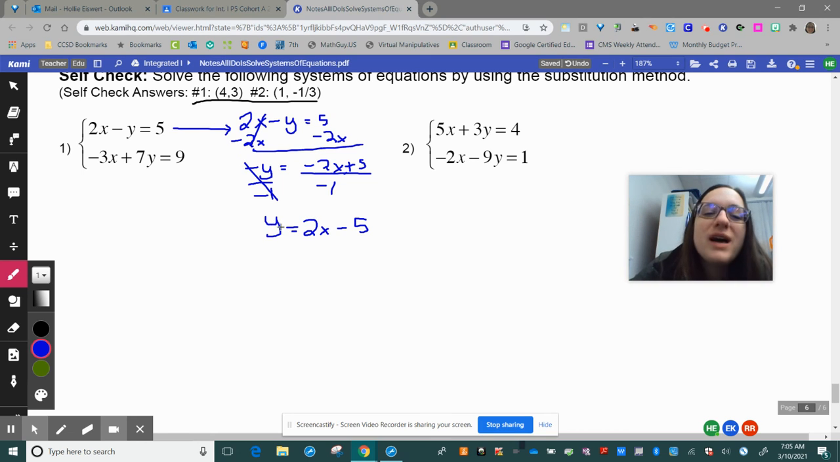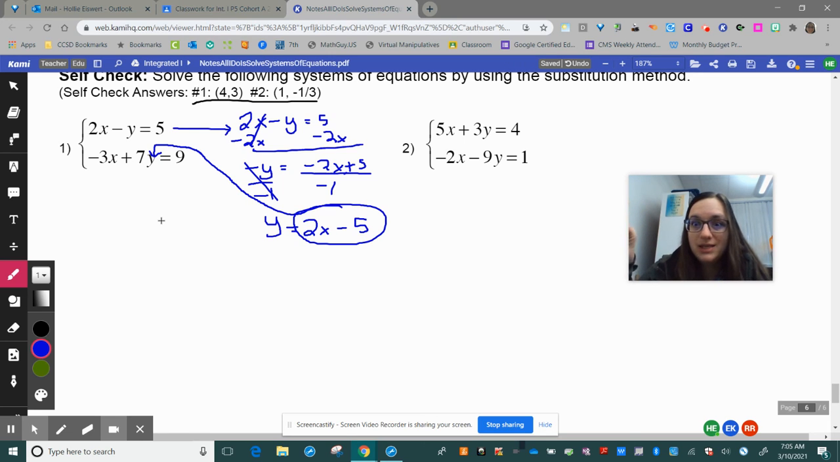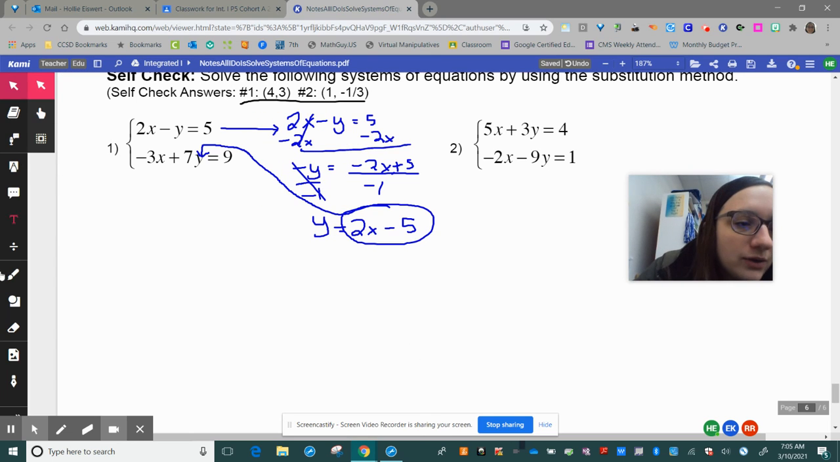So we just found that y is equal to 2x minus 5. So this 2x minus 5 is what we're going to substitute into our second equation for y. So we take our first one, solve for a variable. Once we find that variable is isolated, we substitute that entire expression into the other equation for that variable, hence the name substitution.